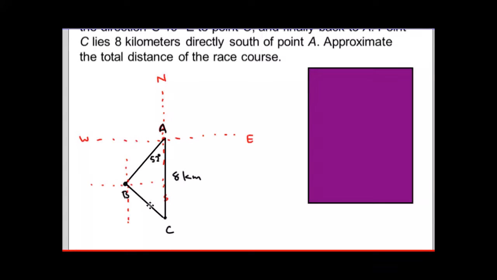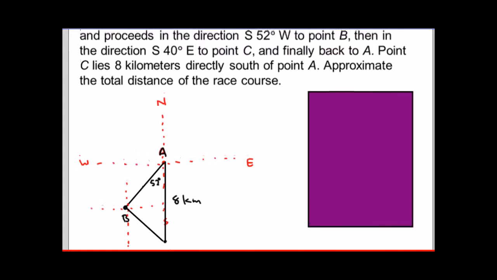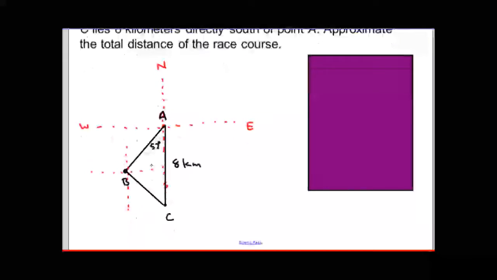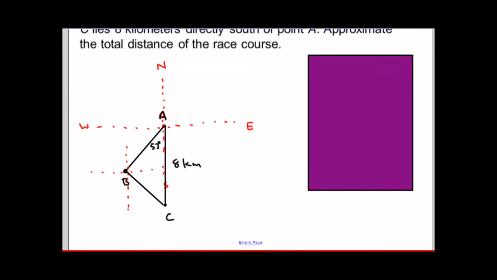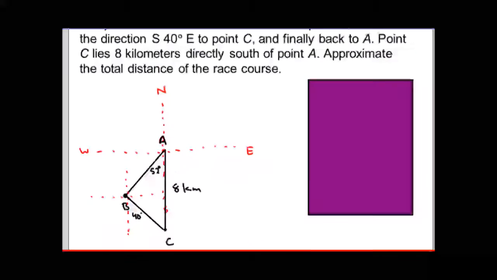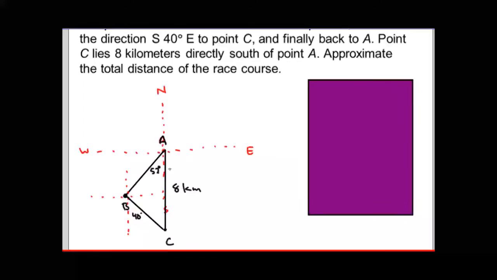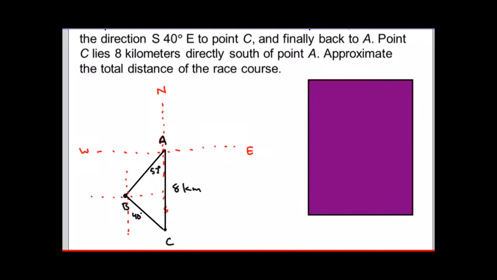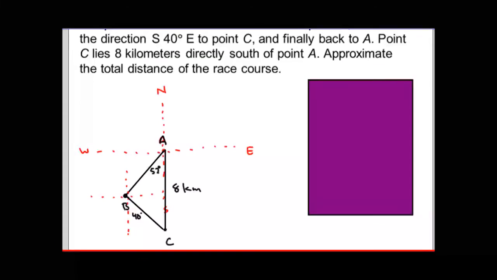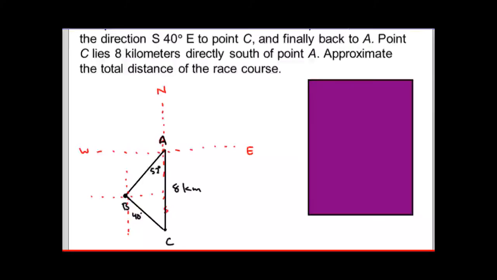That's why I had a little pause when I started drawing this, right? This was south 40 degrees east. So instead of going due south, it swung 40 degrees to the east. I didn't know how far to go. I looked back up the problem, and I saw that it said point C is directly south of A, so I knew to stop right here on the north-south line. Okay? So now it's saying approximate the total distance of the race course.